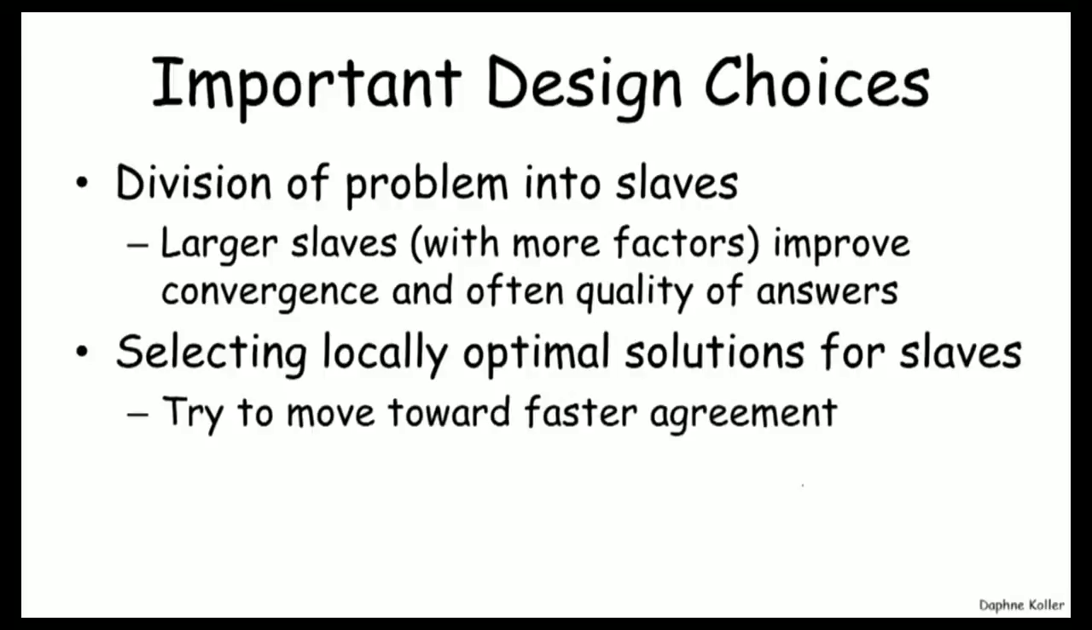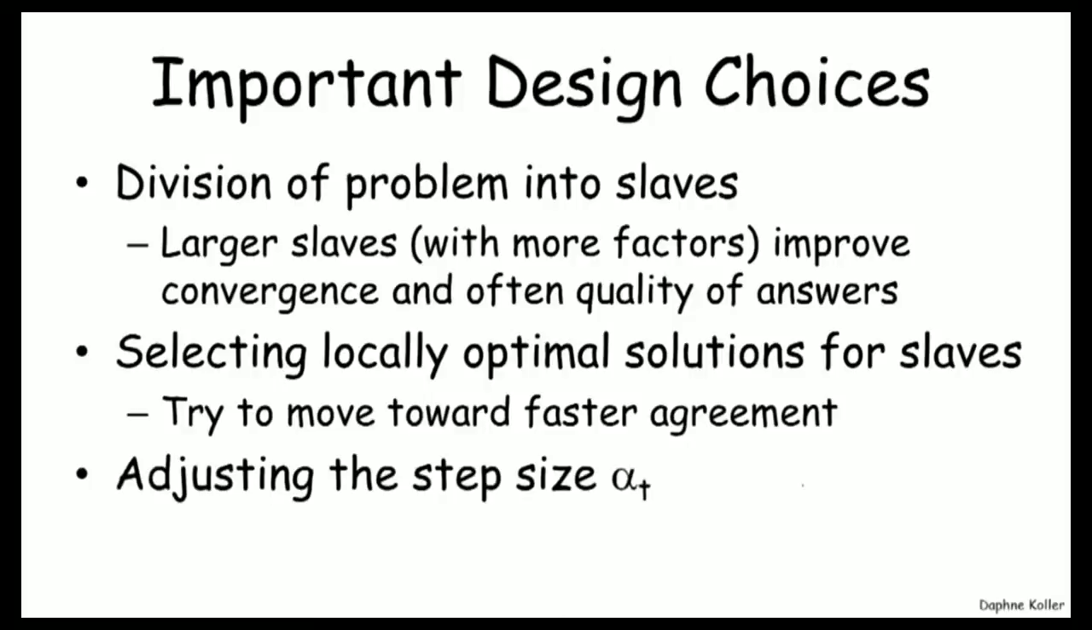A second design choice is how to select the locally optimal solution for the slaves. In many cases, a slave might have more than one optimizing assignment, and some of them might be more in agreement with other slaves than others. And so how do you pick, within the set of equally good slave assignments, the one that's going to get you to convergence faster?